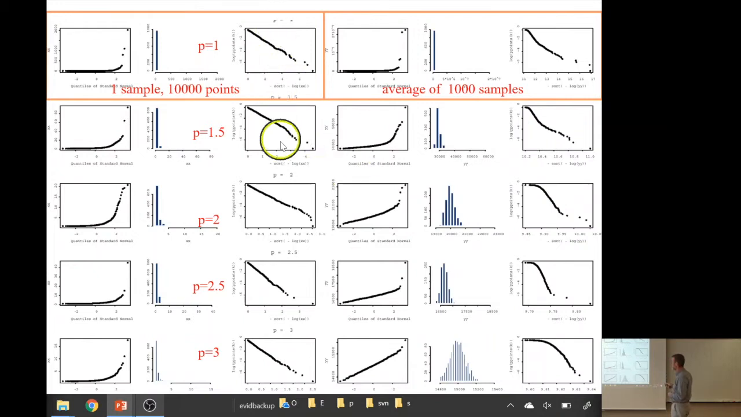Then I did it for 4 different other Pareto distributions. Remember that for every p, Pareto is a different shape, different distribution. So I did it for p equal 1.5, p equal 2, p equal 2.5, and p equal 3. What do you see?